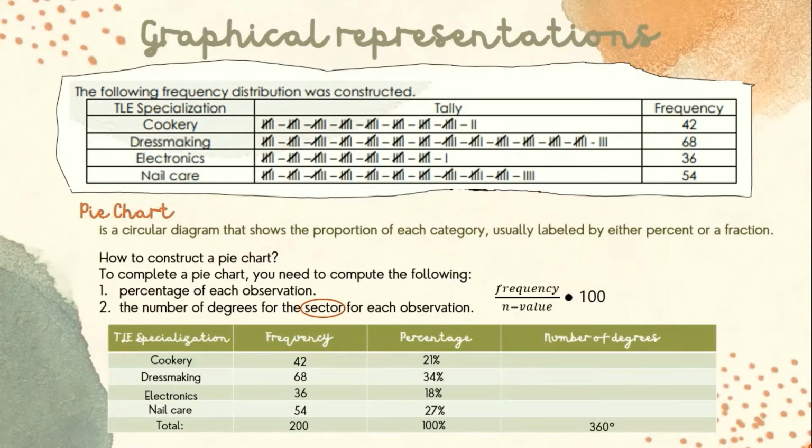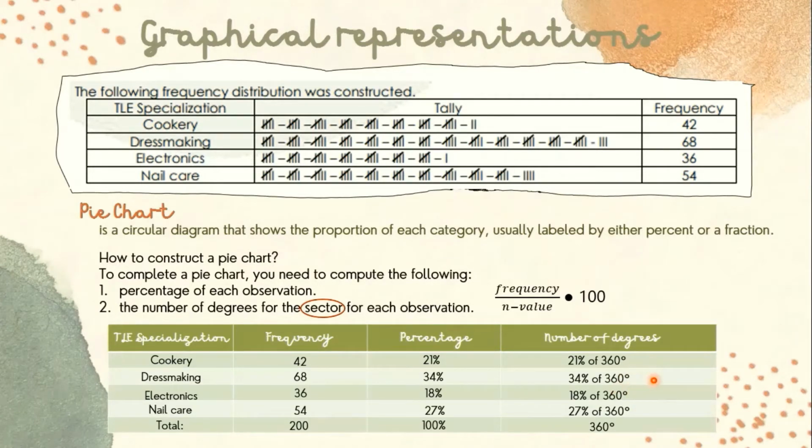Now, one by one, kunin natin yung number of degrees nitong ating TLE specialization. What we'll have to do is get the portion for each TLE specialization. So that will be 21% of 360 degrees for cookery. Para naman sa dressmaking, we need to get 34% of 360 degrees. 18% of 360 degrees para sa electronics, and then 27% of 360 degrees para naman sa nail care.